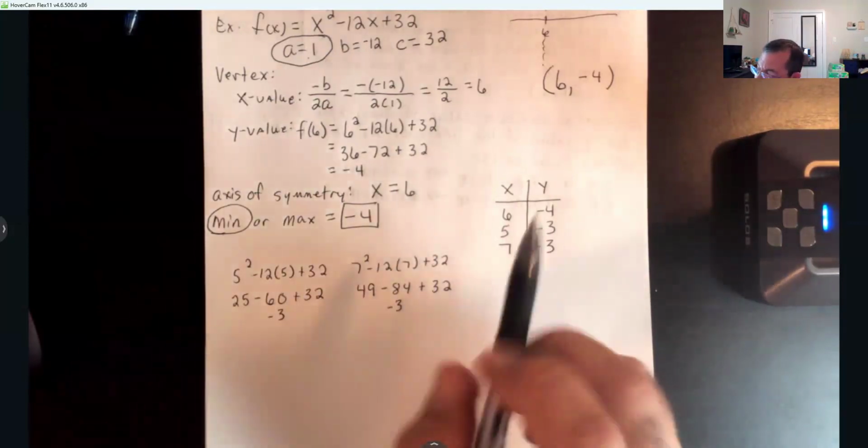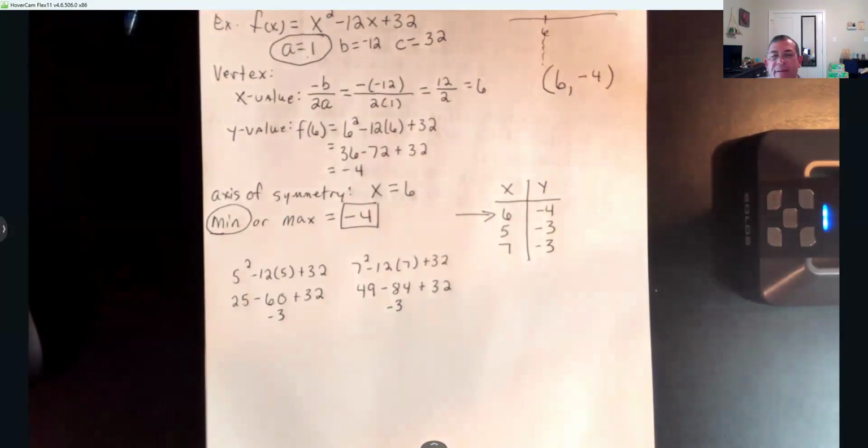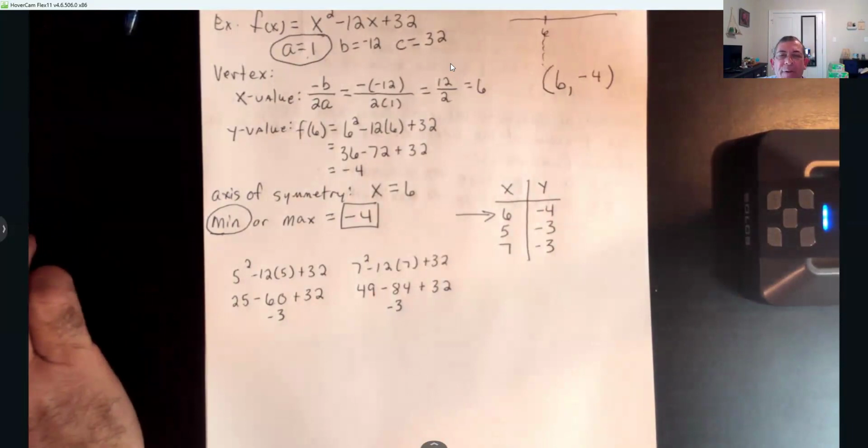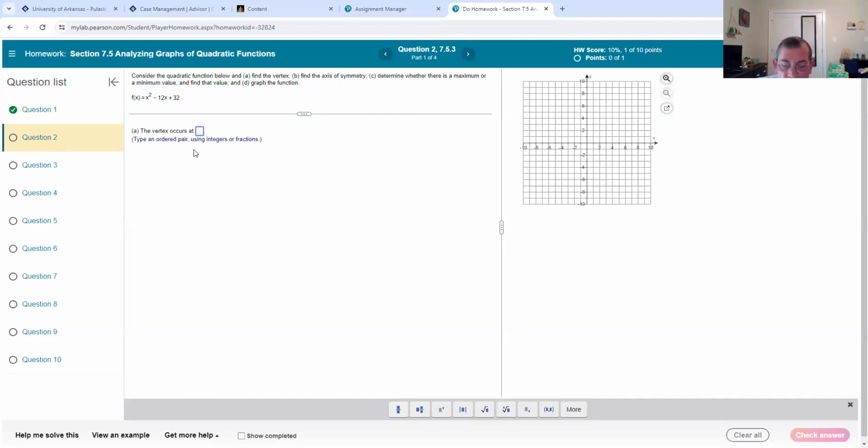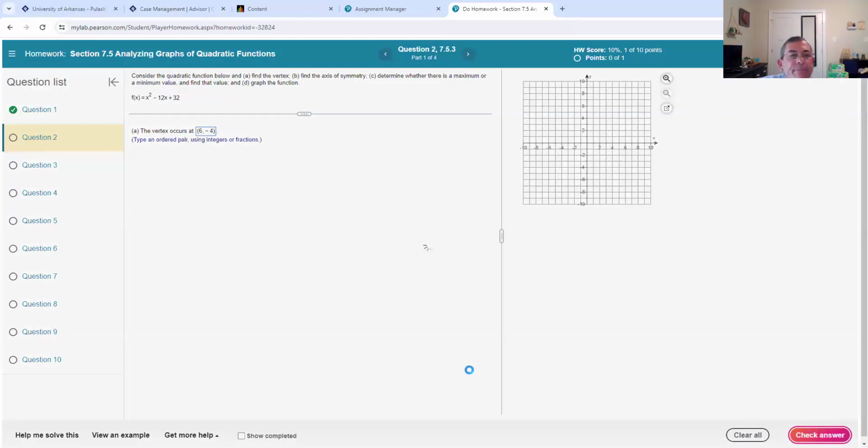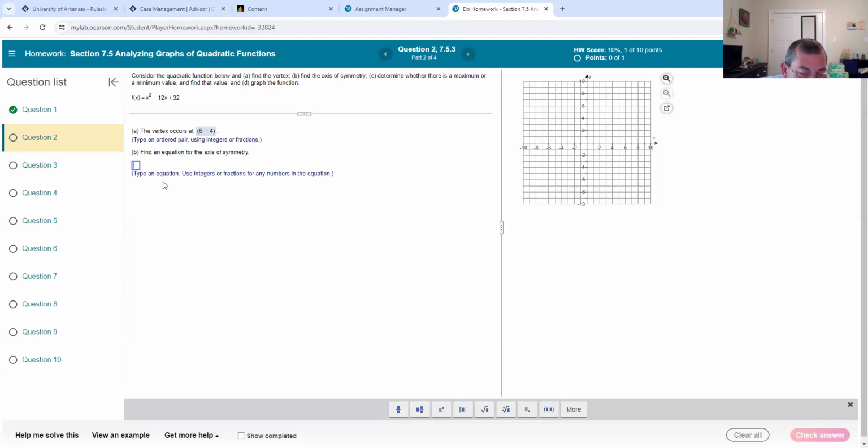All right, y'all, we got 3 points, and remember, the first point I'm going to graph is that vertex. So y'all, let's go to Math Lab. But what's nice is once you got the vertex, you're pretty much done. All right, remember, this vertex has to be an ordered pair. So we have parentheses, 6, comma, negative 4, close parentheses. Then find an equation for the axis of symmetry. We said that would be x equals 6, which was our x value.